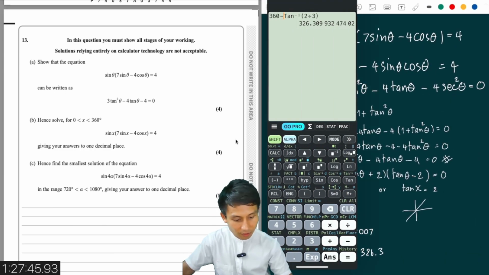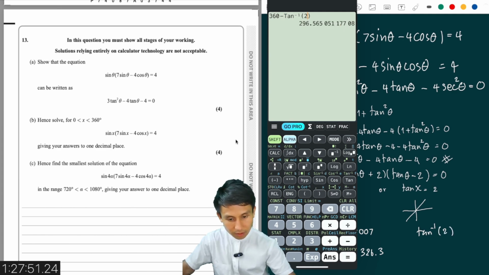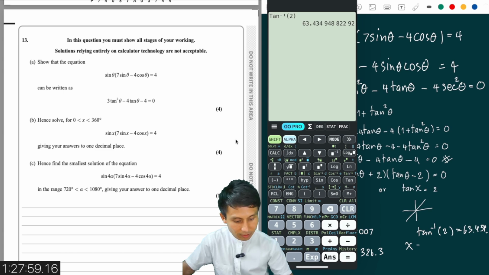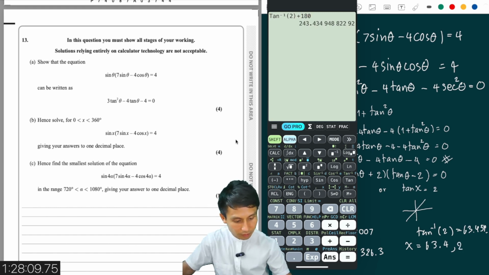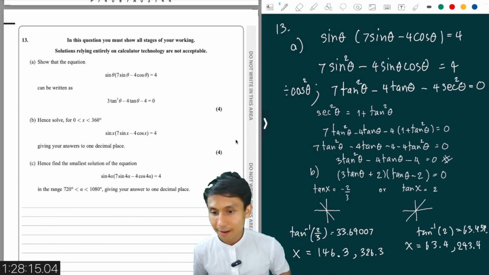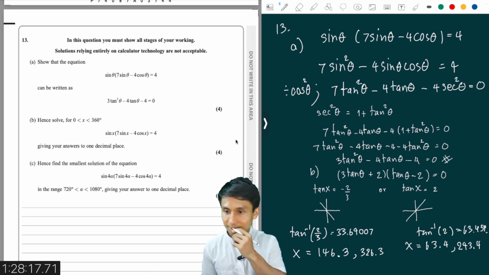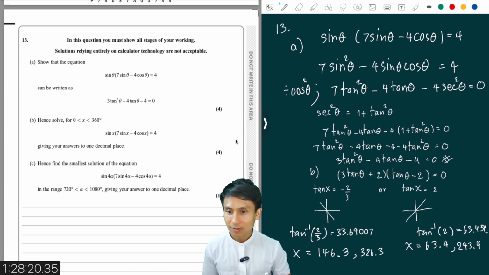Okay, and then for the other one, if we do arctan 2, what do we get? We get 63.434 and so on. So x equals, now we get that one, because it's the principal angle, and 180 plus that, right? Yeah, so that's all our answers to one decimal place. This is part B. Okay, yeah, I think I'm happy with that.